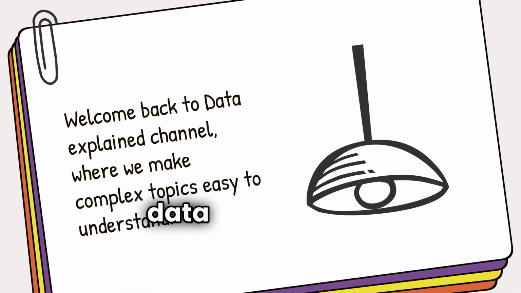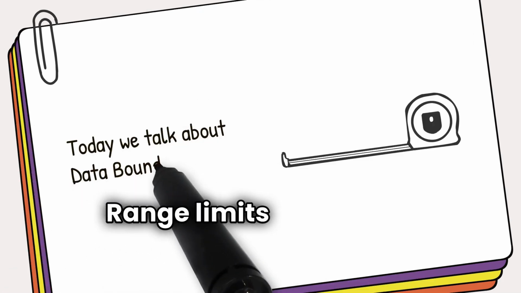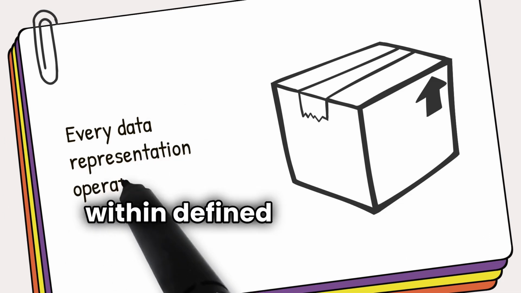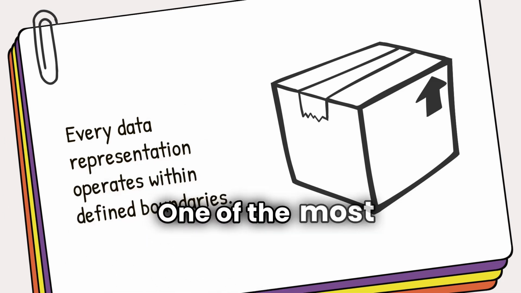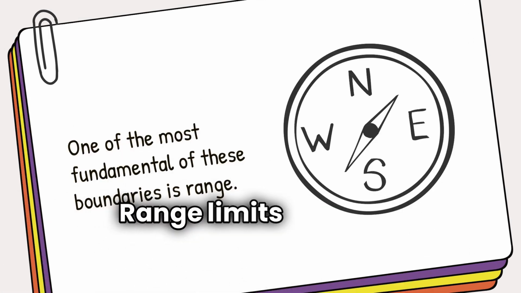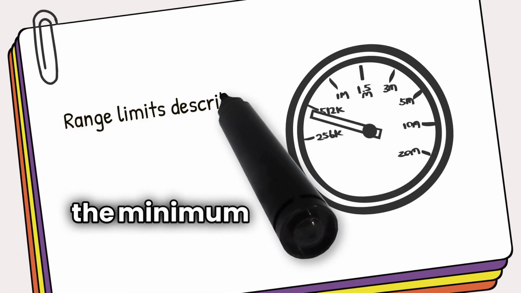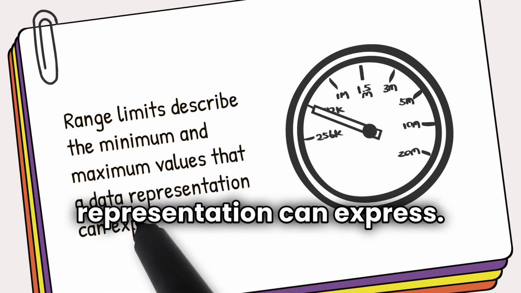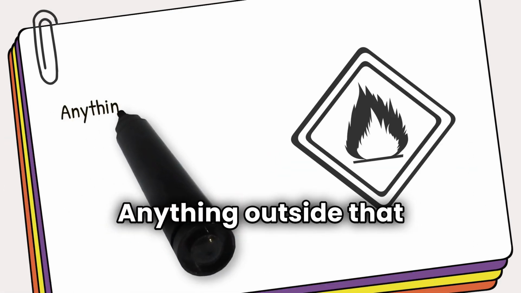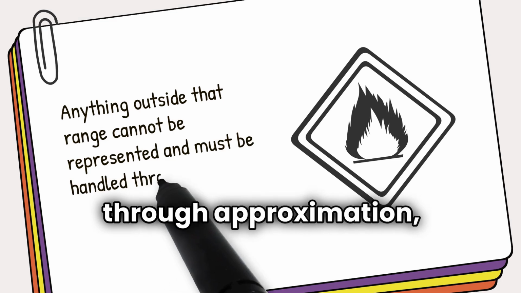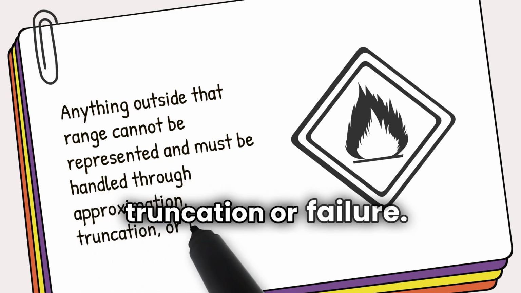Today we talk about data boundaries, range limits. Every data representation operates within defined boundaries. One of the most fundamental of these boundaries is range. Range limits describe the minimum and maximum values that a data representation can express. Anything outside that range cannot be represented and must be handled through approximation, truncation, or failure.